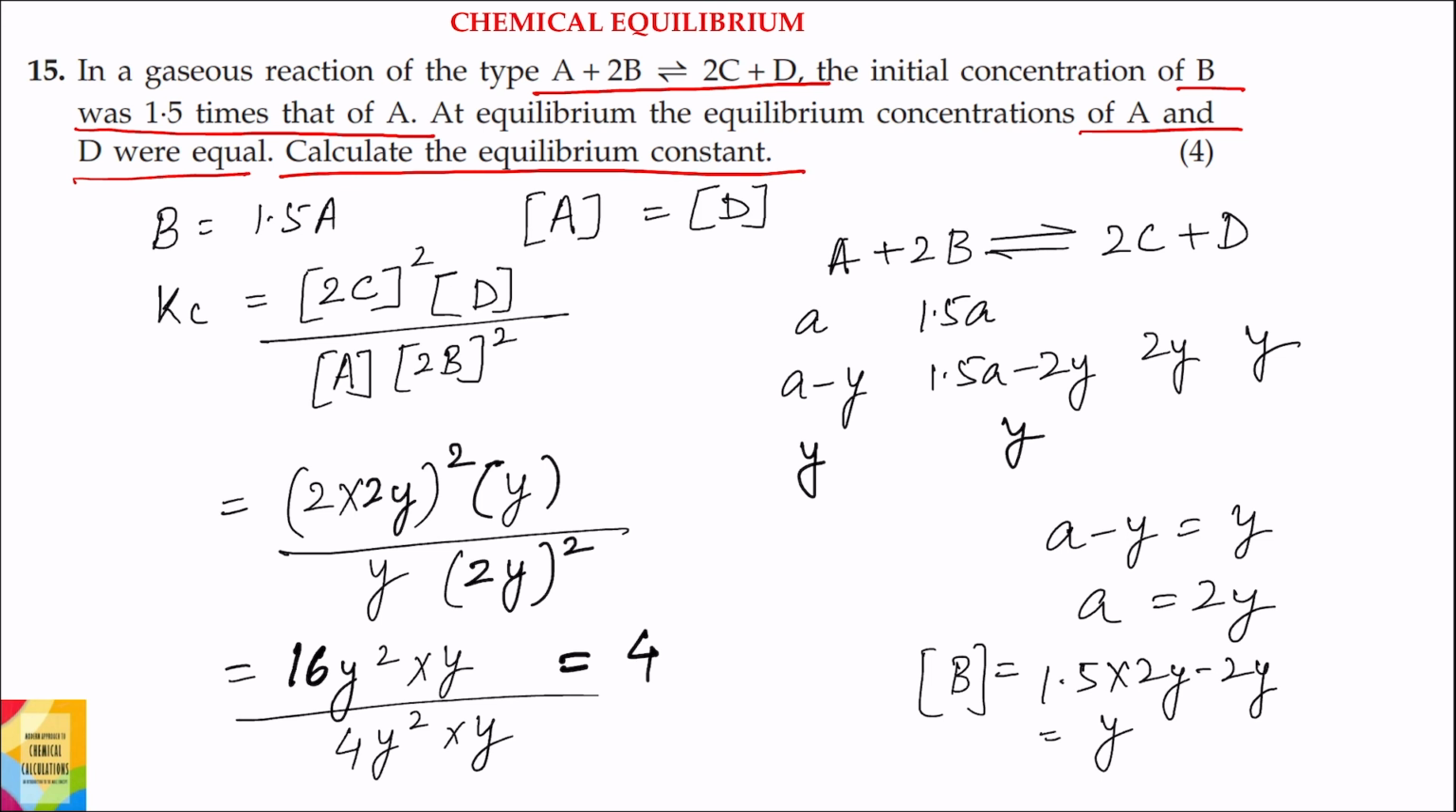Calculate the equilibrium constant. तो given है कि B is equal to 1.5A and A is equal to D. From the equation, Kc की वैल्यू हो जाएगी 2C raised to the power 2 into D divided by concentration of A into concentration of B, that is 2B raised to the power 2.